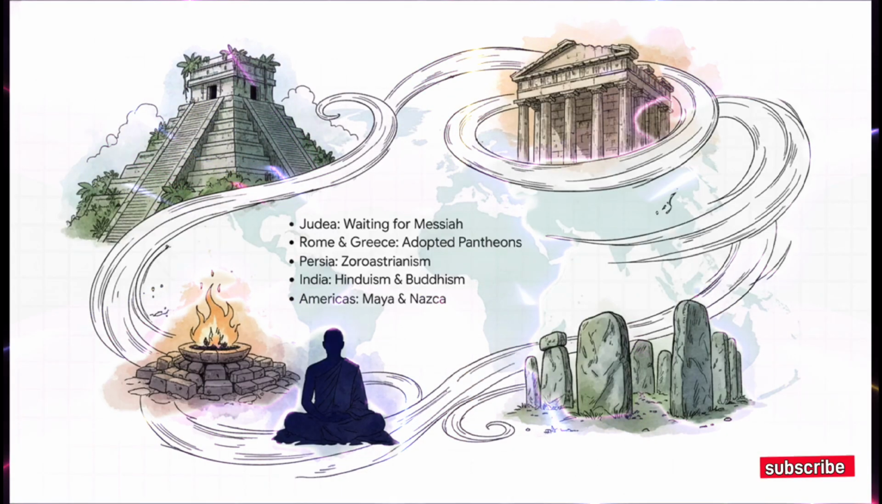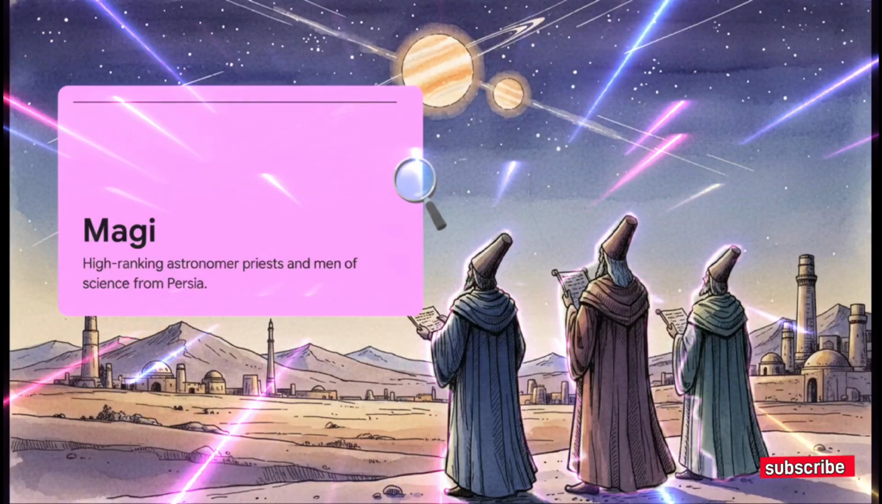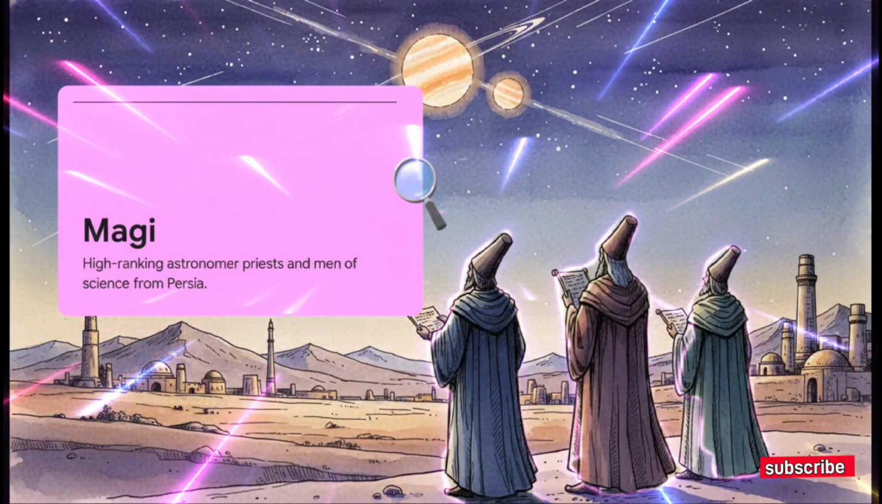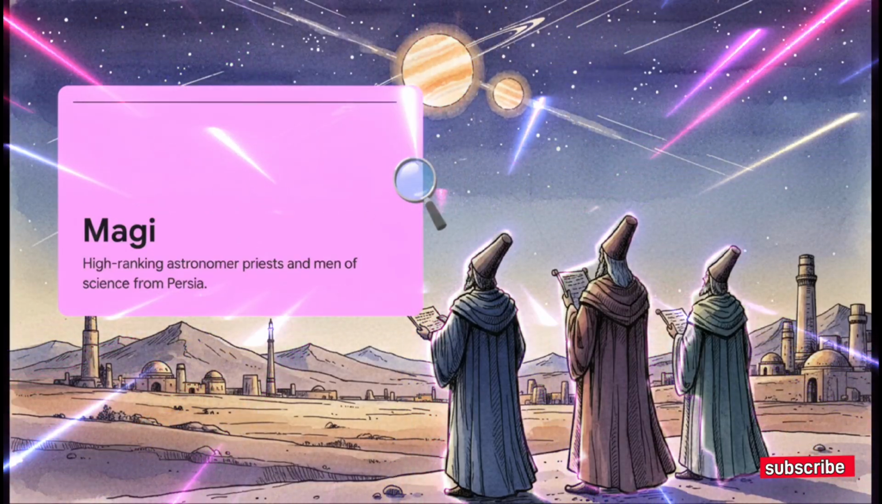And all the way across the ocean in the Americas, totally unknown to the rest of the world at the time, civilizations like the Maya were building monumental pyramids at El Mirador to track time and the stars. The entire world was searching. And that brings us to a very specific group of searchers from Persia, the Magi.